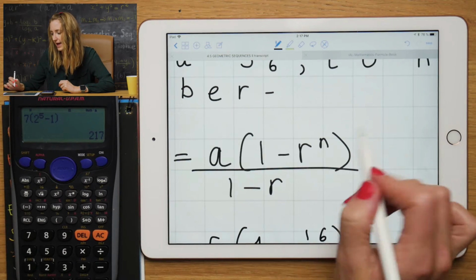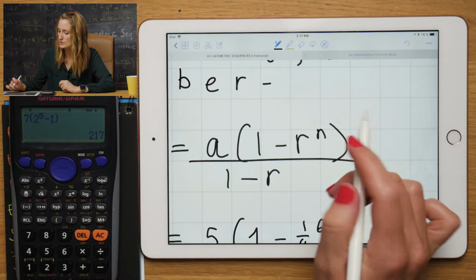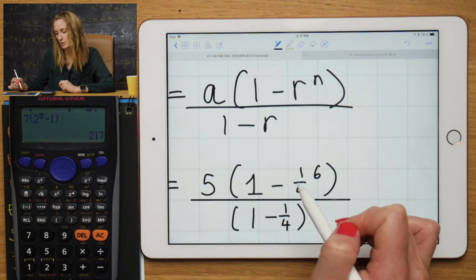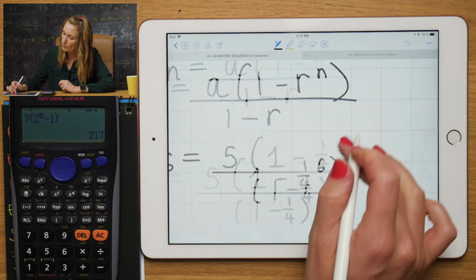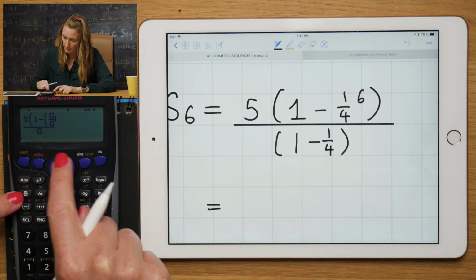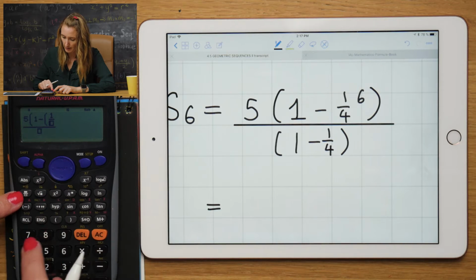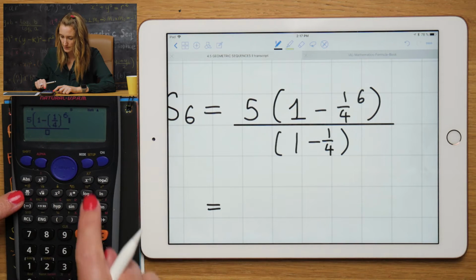Now be careful, that N is on the R, it's not outside the bracket. That's something I sometimes see students doing. They do 1 minus a quarter, and then they put that power 6. No, the power 6 is on the quarter itself. You want to type all of that in. The best way to make sure you don't make that mistake is to put your R in brackets and put the 6 on the outside.